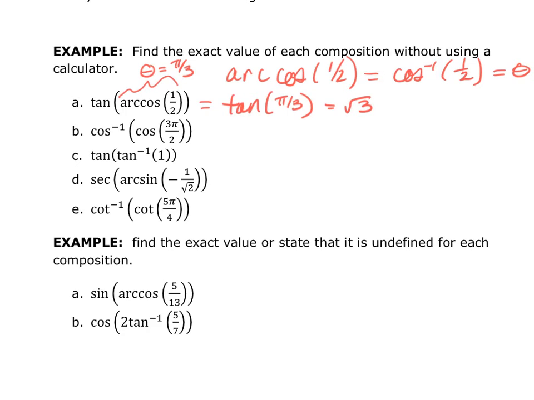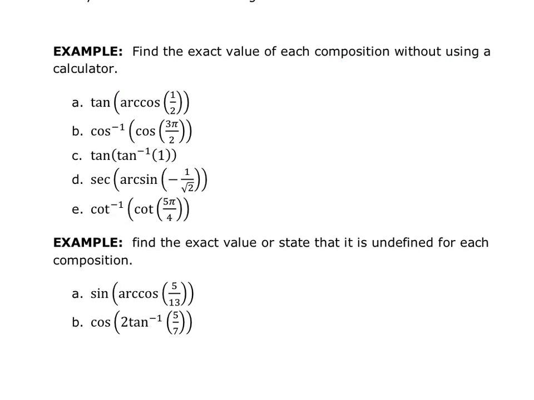Okay, so let's do B. If we take a look at B, I'm going to erase this for now, and it'll be on the video, don't worry, but I'm erasing it for now. As I take a look at B, this is the case in which I have to pay attention. The answer is not 3 pi over 2. The answer is pi over 2.